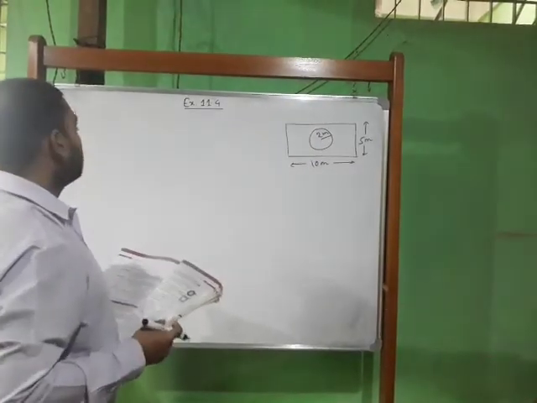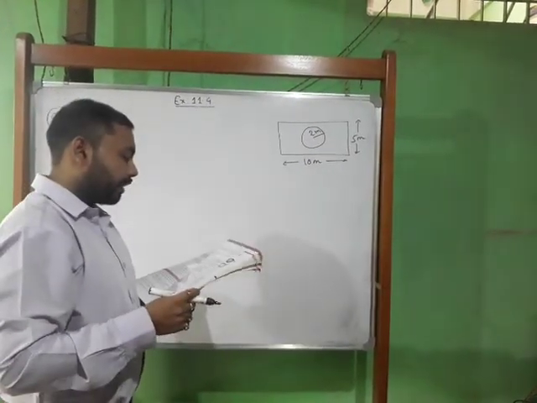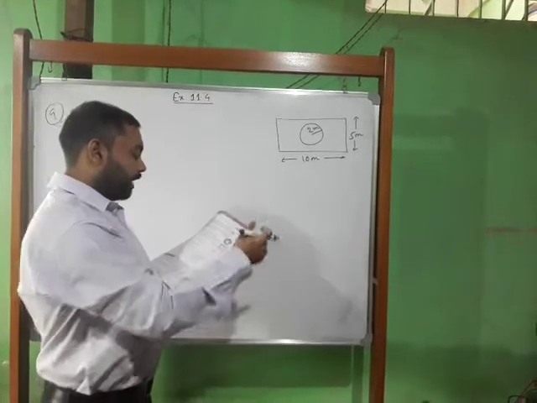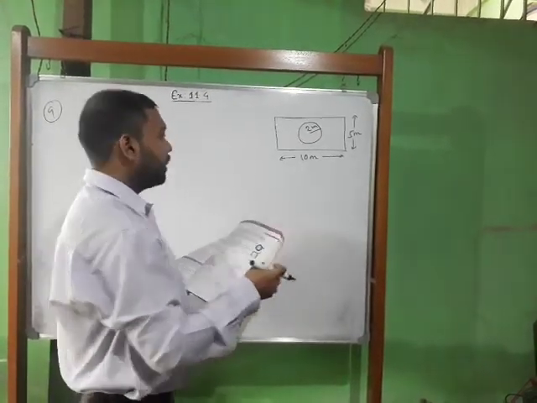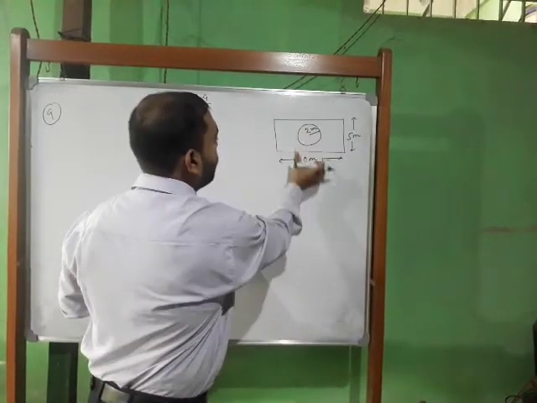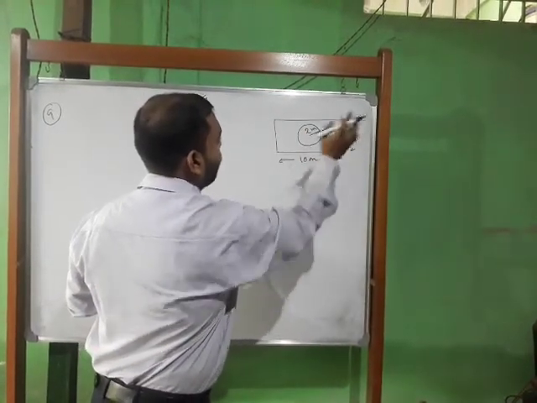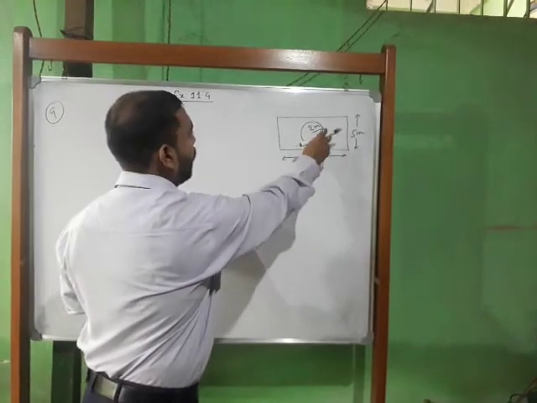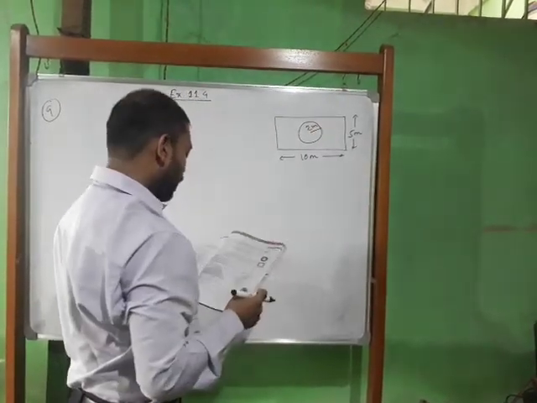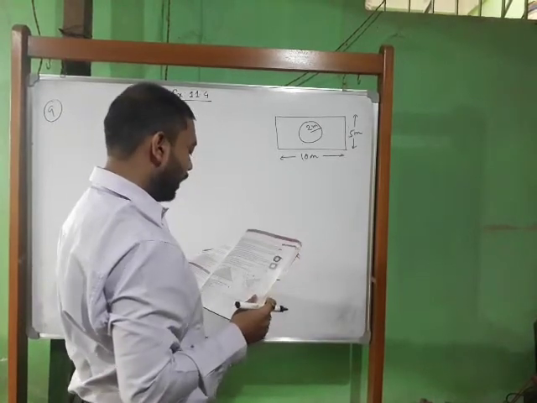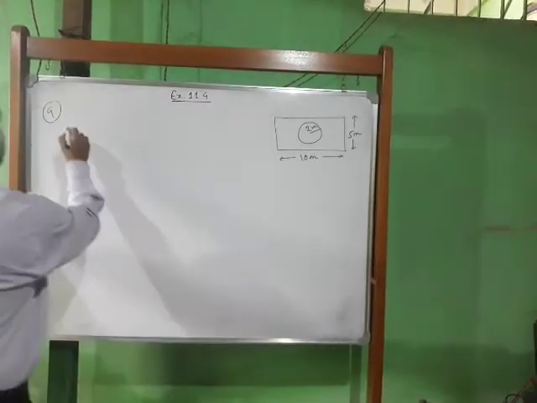So now let us move to question number 9. The question is: the adjoining figure represents a rectangular lawn with a circular flower bed in the middle. So this is a rectangular lawn, the length is 10 meter and breadth is 5 meter, and this is the circular flower bed whose radius is 2 meter. Number 1, the area of the whole land. So we have to find the area of the whole land.